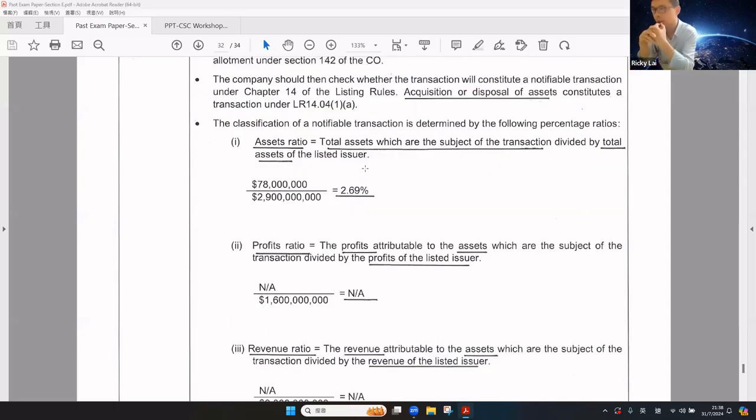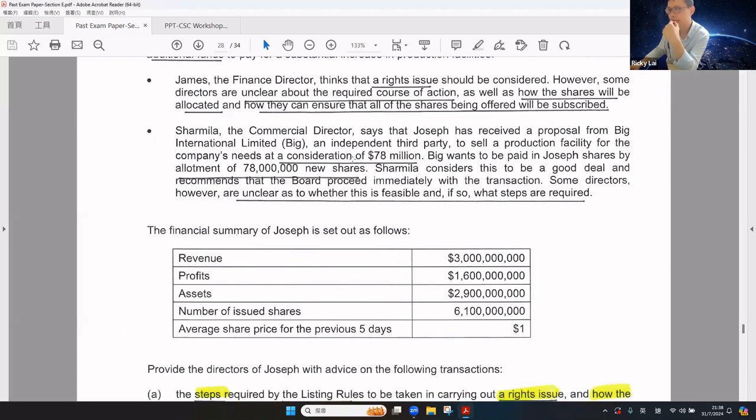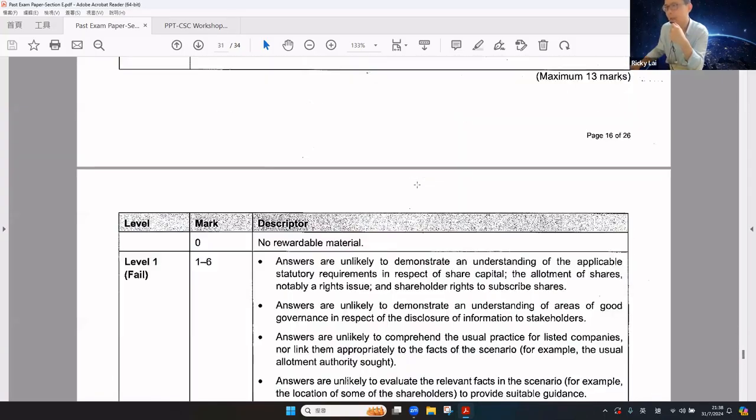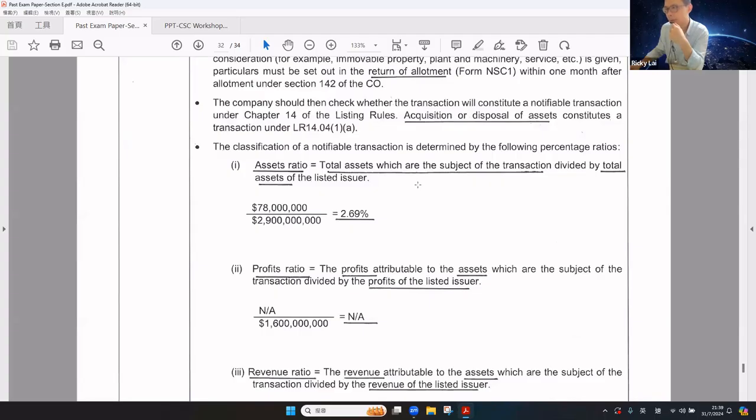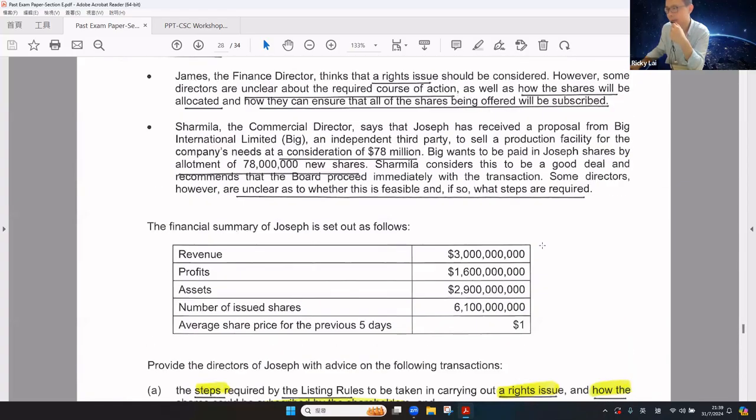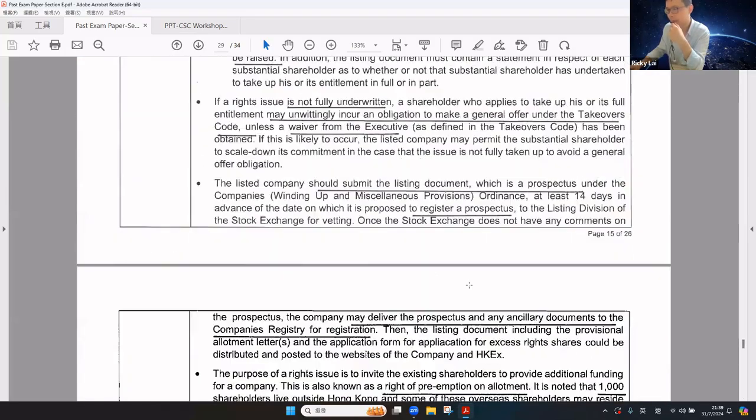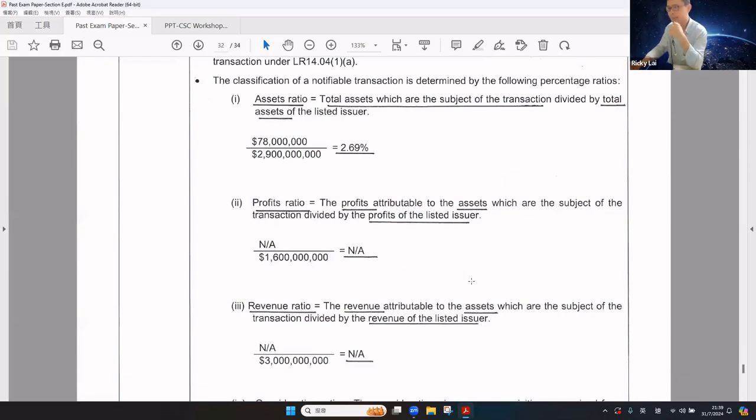Now let's take a look at the size test ratio. How do we calculate the size test? First of all, what is the amount of the total asset? From the question requirement, we find that the consideration is 78 million Hong Kong dollars. Since there is no market valuation report, we can rely on this amount at the execution of the transaction, and also the total asset of the listed company. You can see the amount is $2,900 million, so we get the exact result of 2.69%.